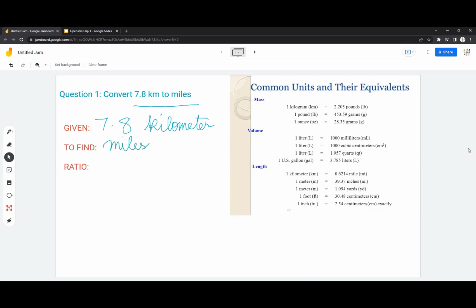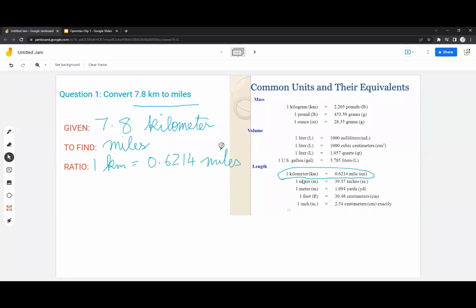And then the next part is ratio. Is there any relationship you can find between them? If you look over here, we see a ratio of length, a ratio between kilometer and miles. Take a minute and see if you're able to solve this question. Whenever you see a ratio, go ahead and write it. So I'm going to write that 1 km, the short form for kilometer, is 0.6214 mile.